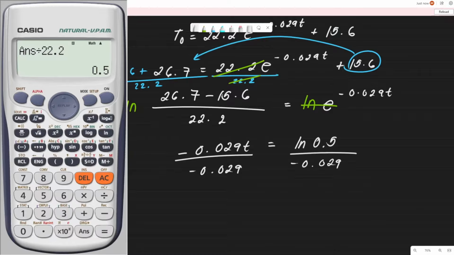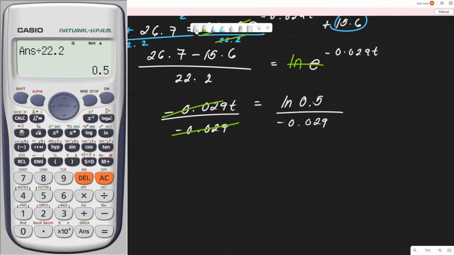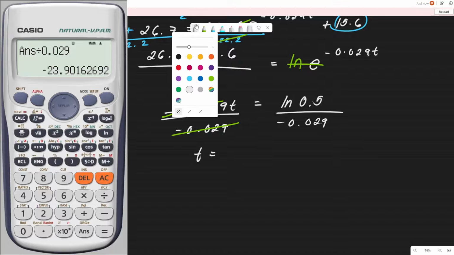Okay, so the value of t is simply, let's go back to the calculator, the natural logarithm of 0.5 divided by 0.02. So we have negative 23.9, that's negative supposedly. I forgot to put the negative sign, but the answer will be positive.